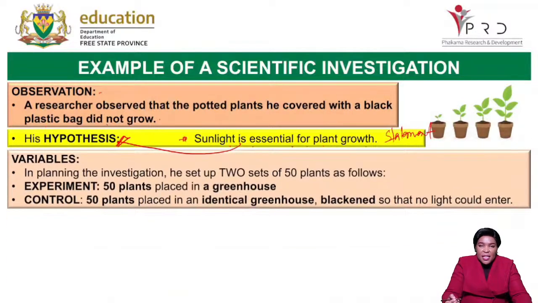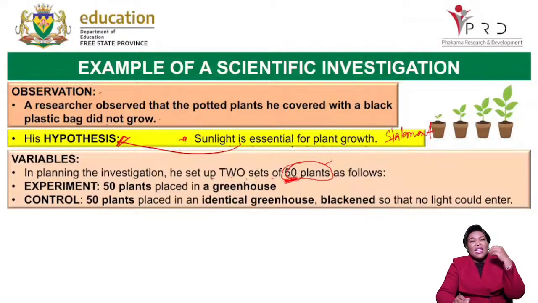Then he must identify his variables. In planning the investigation, he set up 2 sets of 50 plants as follows. So you see this number is already telling you, remember where you have to increase the sample size. What are you talking about? Reliability. So when I ask you about reliability, you can say he can use 100. So when you say instead of 50 could have used 100, you see you are making it specific to the investigation that is in front of you. This is what I was talking about. Then you will get your mark.